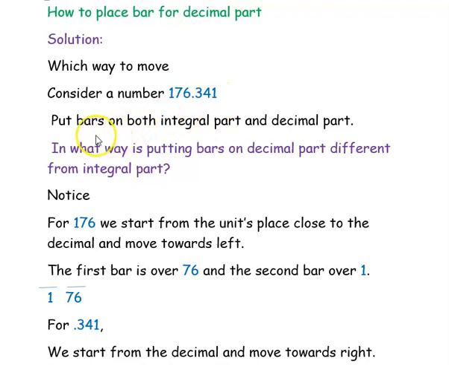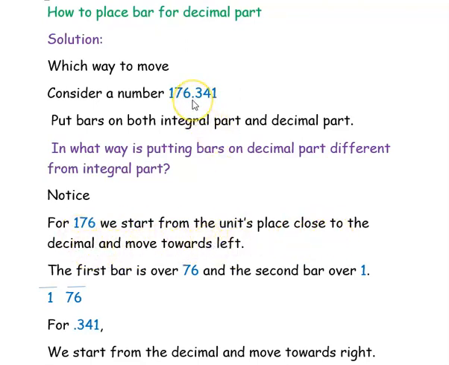176.341. Now we have to put bars on both the integral part and the decimal part. Here the integral part is 176 and the decimal part is 341. So in what way is putting bars on the decimal part different from the integral part? We have to notice this important point. For 176, the integral part, we have to start from the units place which is close to the decimal and we have to move towards the left.